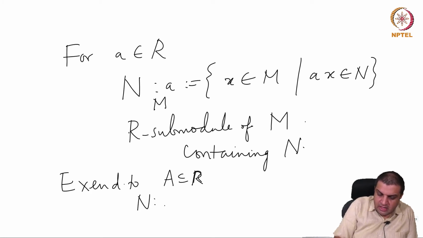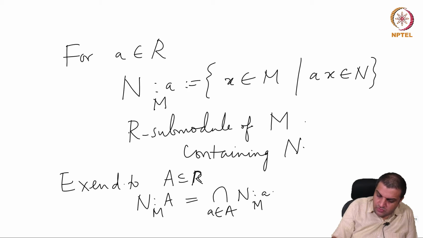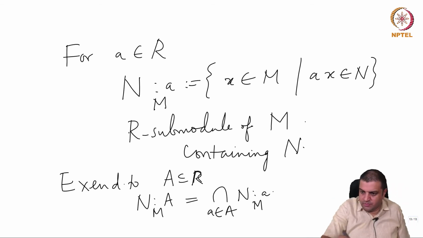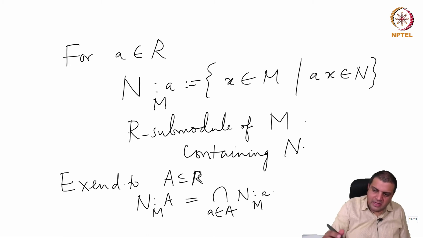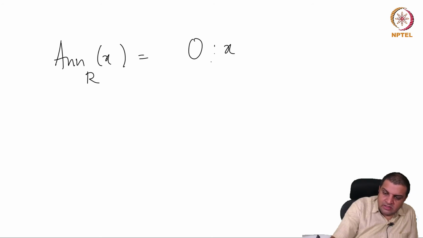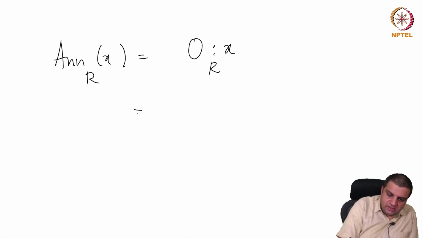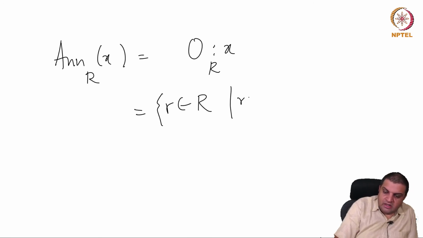So then we can write N colon A over M, defined as the intersection of N colon a over M, over little a in A. This is just what multiplies a subset into N. Then the annihilator of x in R is precisely 0 colon x in R. That's what we meant. This is the set of all r in R such that rx is 0.